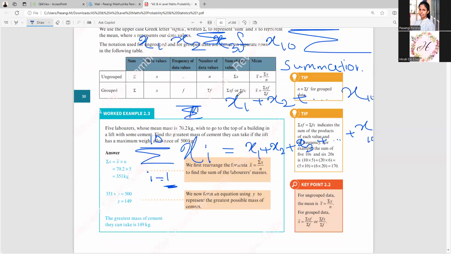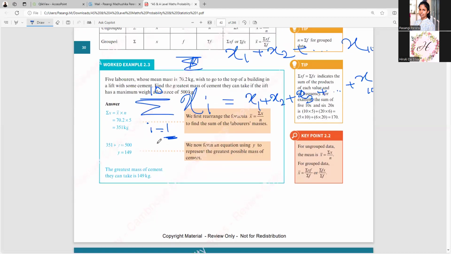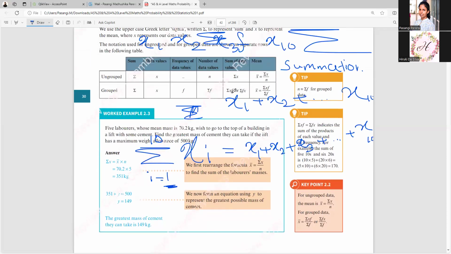That is what they have mentioned here as well: sigma xf, or sigma fx. That is the multiplication, whatever we are doing, 31 times 5, 32 times 7. Though we multiply 7 times 32, we receive the same answer. So we have sigma xf or sigma fx to find the mean. That means this total value should be divided by sigma f. That's how it is.